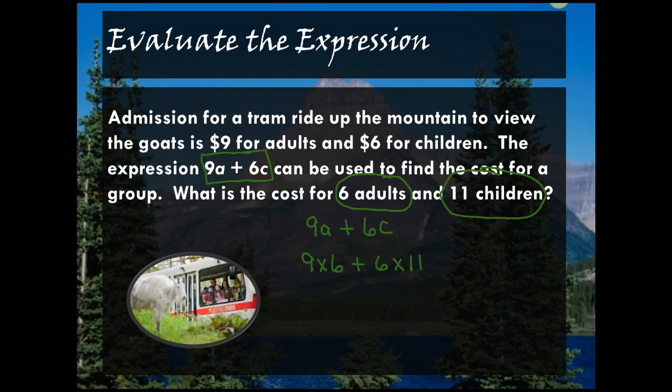We will work with the multiplication and division first. 9 times 6 equals 54. That is the cost for the adults, plus 6 times 11. Next, we'll figure out the price for the children. 6 times 11 is 66. That leaves us with 54 plus 66. When we add those two together, we find out that the total cost for the group is $120.